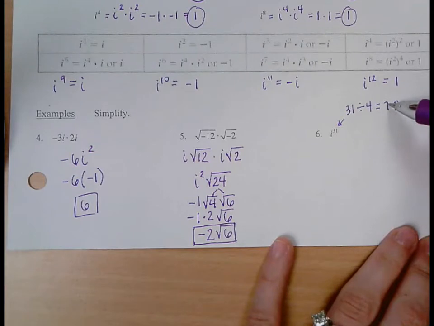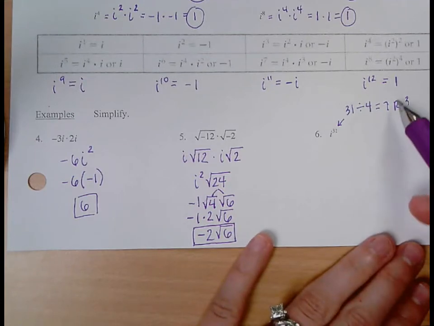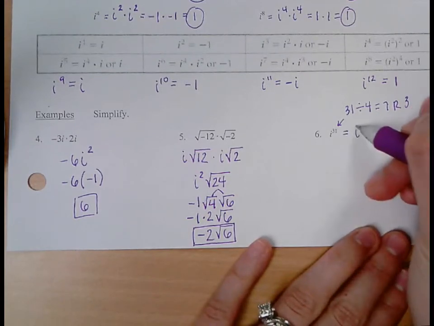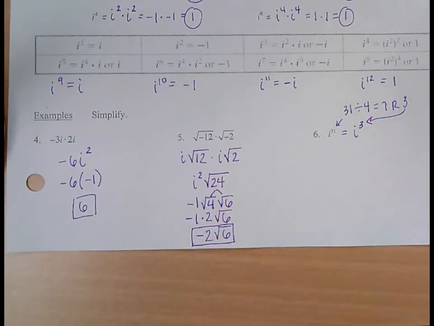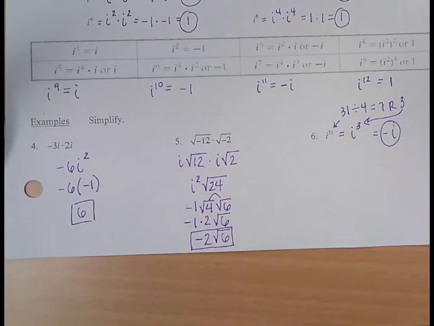4 times 7 is 28, so the remainder is 3. You still have 3 to get up to 31. The reason you want the remainder is what matters, because this means that i to the 31st power is going to be the same thing as i to the 3rd power. So that's why I was saying if you know the first 4 powers, you can find any power of i. So I know i to the 3rd power is -i, and that's what i to the 31st power would also equal.